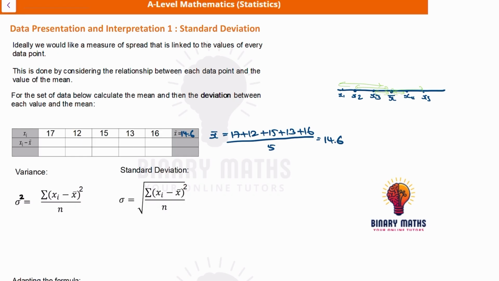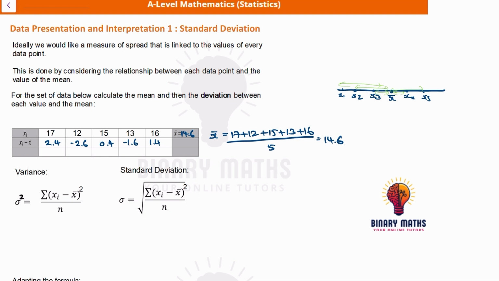So 17 minus 14.6 gives me 2.4. 12 minus 14.6 gives me negative 2.6. 15 take away 14.6 gives me 0.4. 13 take away 14.6 gives me minus 1.6. And 16 take away 14.6 is 1.4. So these are the deviations between each value and the mean, just each data point take away the mean value. It doesn't matter that some of the values are negative, we're going to square them. When we square them, all the negative numbers become positive.